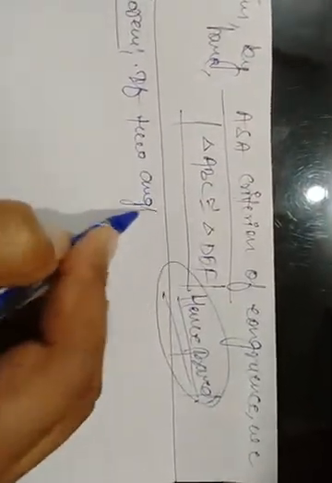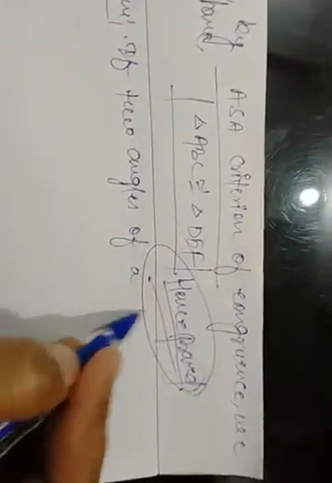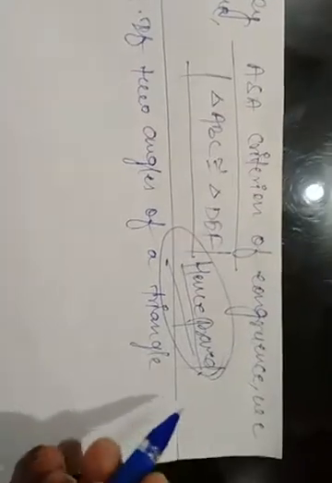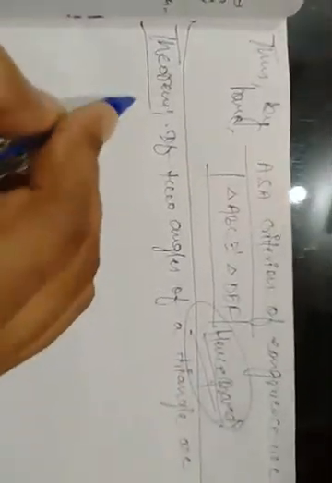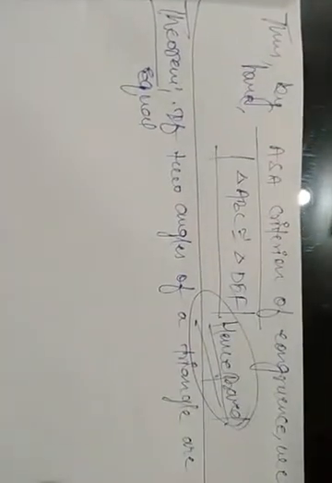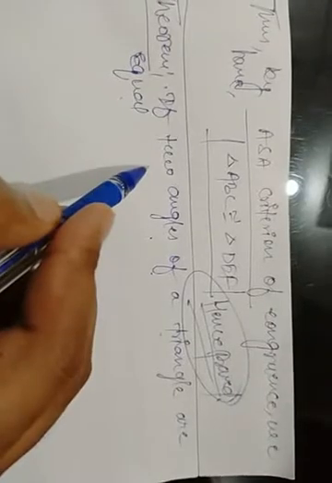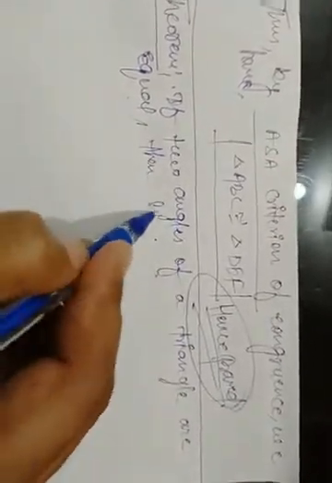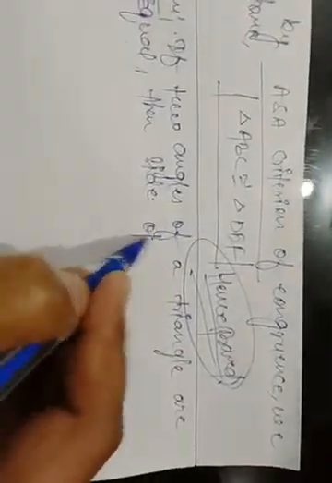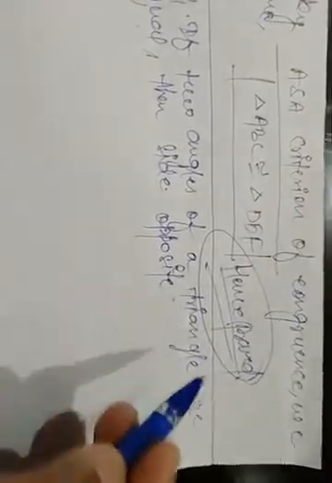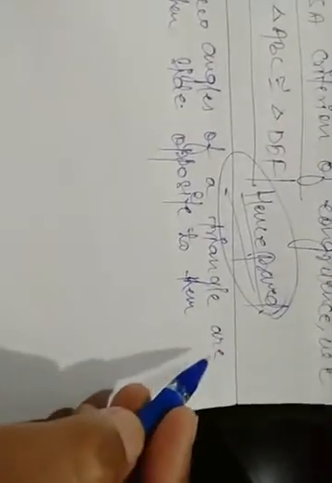If two angles of a triangle are equal, then the sides opposite to them are also equal.